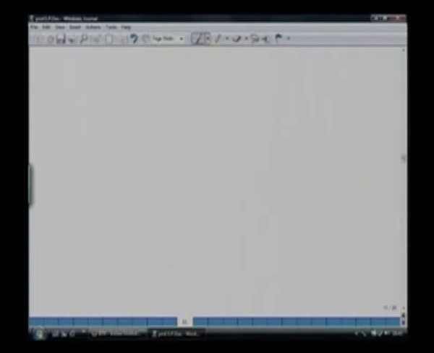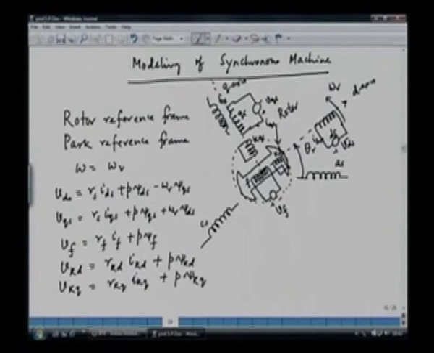Now if you choose in this case theta is equal to theta r, this is the transformation angle, because in this case the reference frame here is attached with the D axis. Now this is the reference frame angle, and we have assumed that omega equal to omega r, which means theta, the angle of the reference frame with respect to phase A of the stator, is equal to theta r.